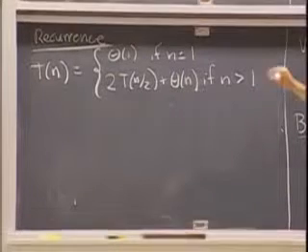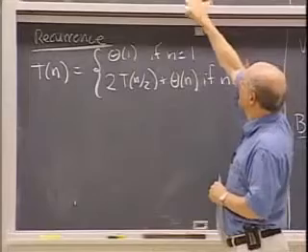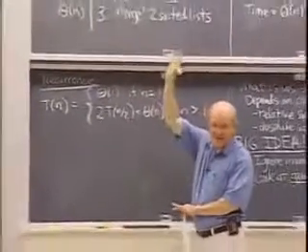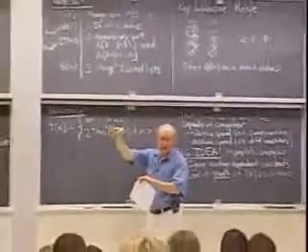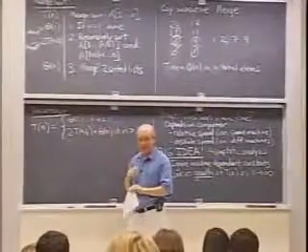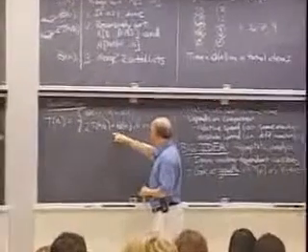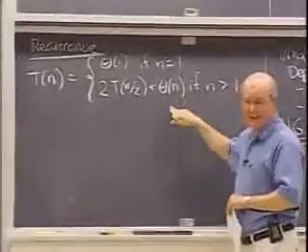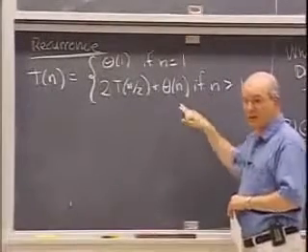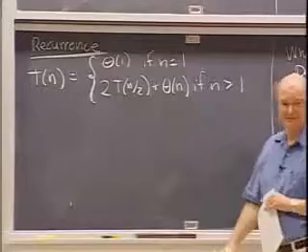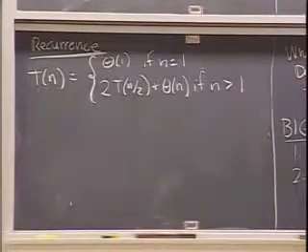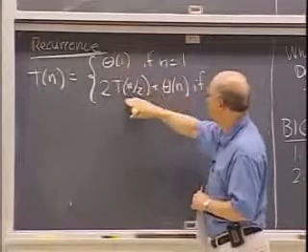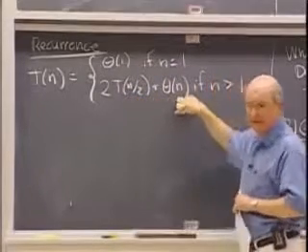Because either I'm doing step 1 or I'm doing all steps 1, 2, and 3. Either I'm doing step 1 and I return and I'm done, or else I'm doing step 1, I don't return, and then I also do steps 2 and 3. So I add those together. I could say theta n plus theta 1, but that is just theta n, because theta 1 is a lower order term than theta n. I can throw it away. So it's either theta 1 or it's 2 T of n over 2 plus theta n.